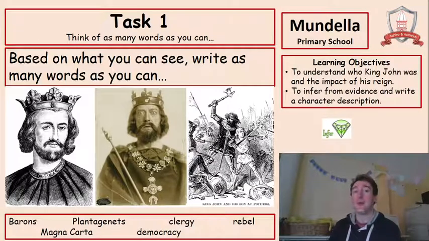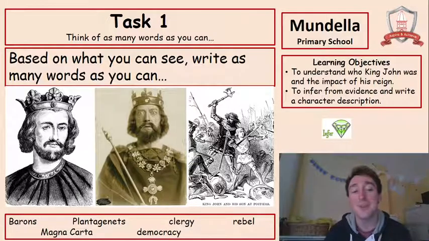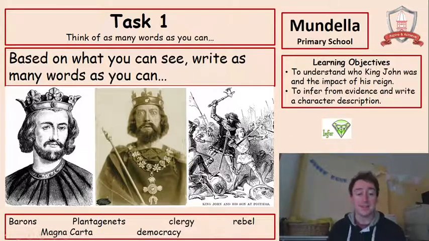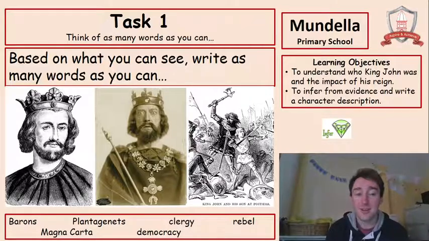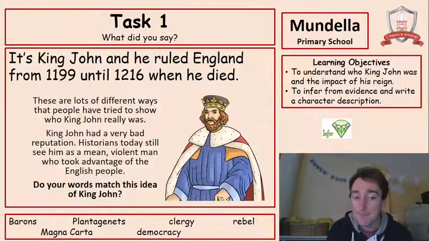Okay, task 1. Think of as many words as you can. Based on what you can see, write as many words as you can based on those pictures. What do you think? I'm not going to say anything else. Okay, write as many words as you can. Pause the video, have a look at the pictures, say what you see, and write what you see. Okay, 3, 2, 1. Let's have a look at some of the words that you've got.